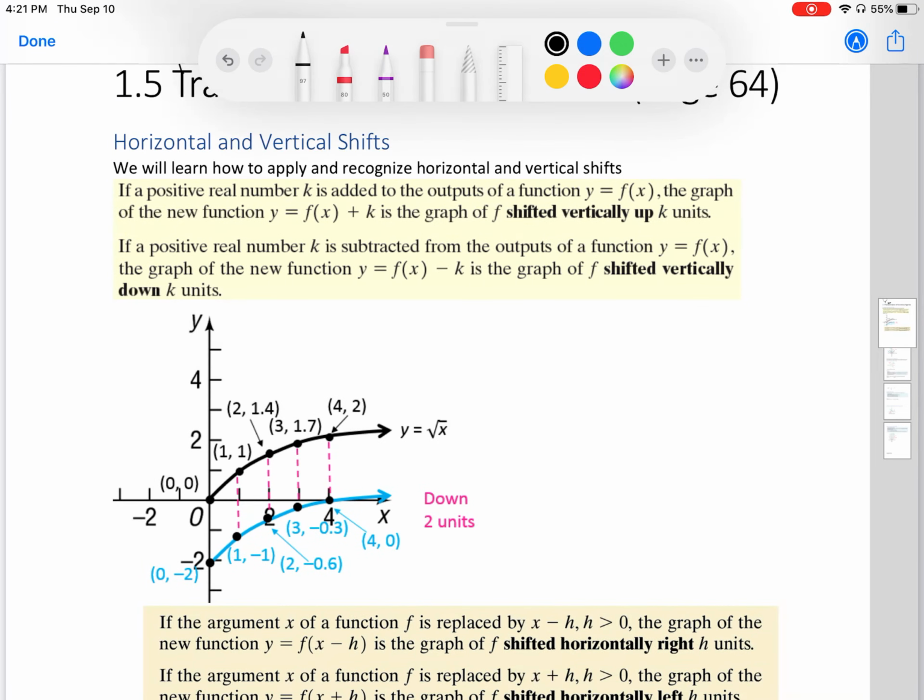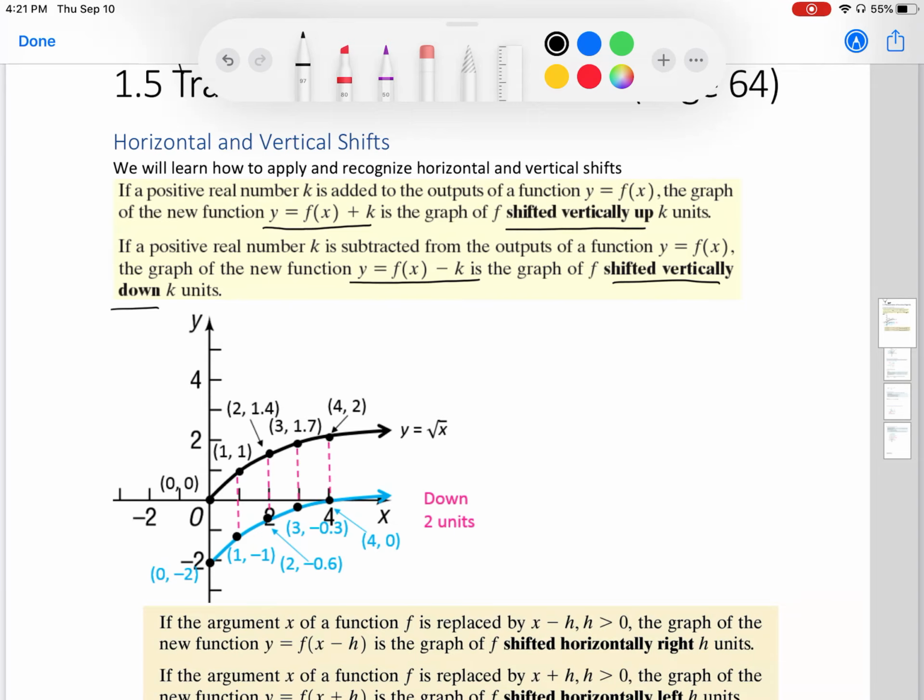Horizontal and vertical shifts. We will learn how to apply and recognize horizontal and vertical shifts. If a positive real number k is added to the outputs of a function y equals f of x, the graph of the new function y equals f of x plus k is the graph of f shifted vertically up. Similarly, if I have a function y equals f of x minus k, then it's shifted vertically down.